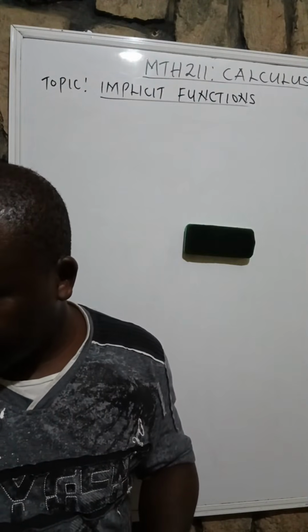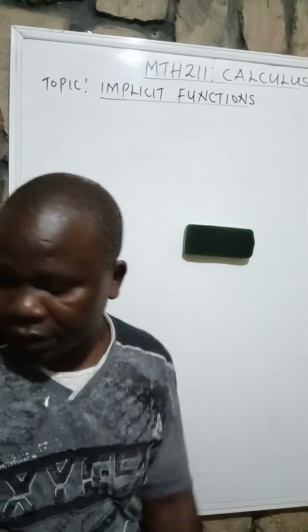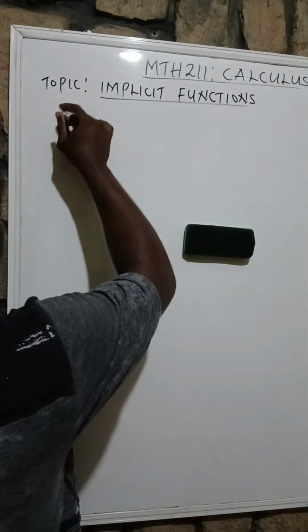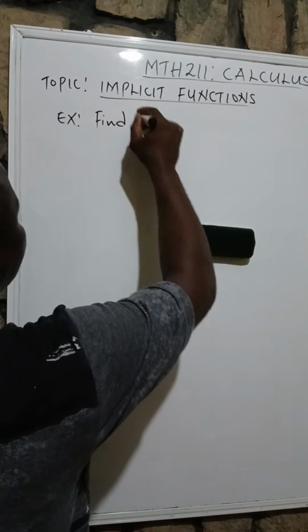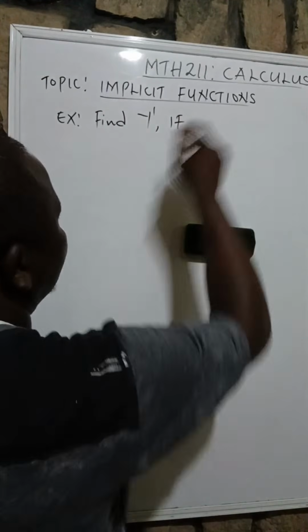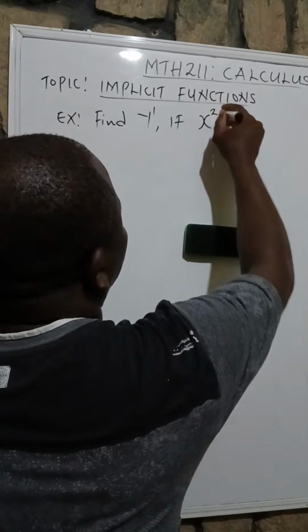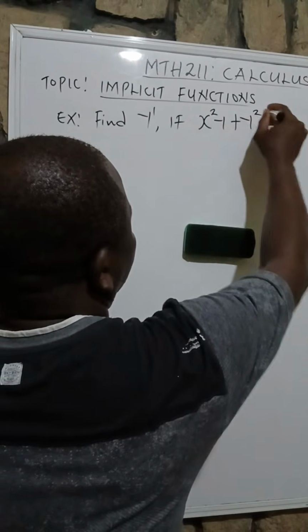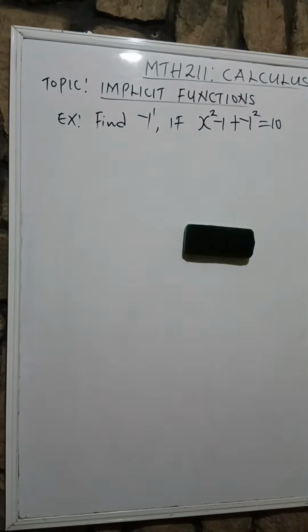Let's look at this example. Find y prime if we have x squared y plus y squared equals 10. Hope you are seeing the board. So far, so good.